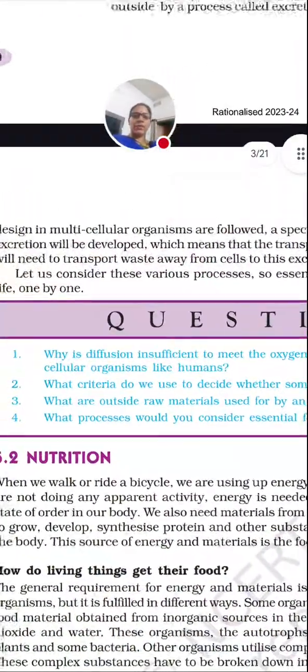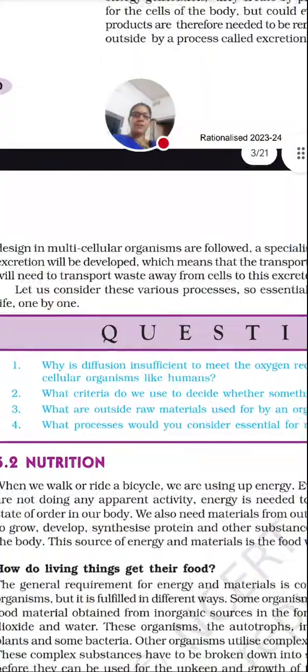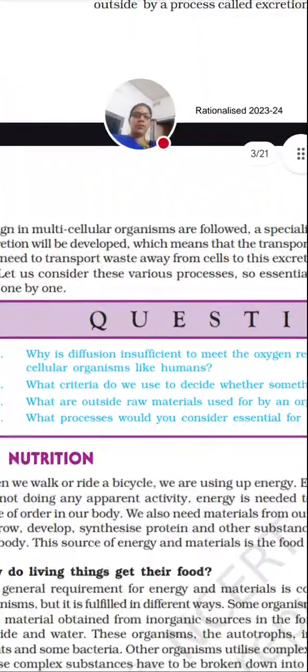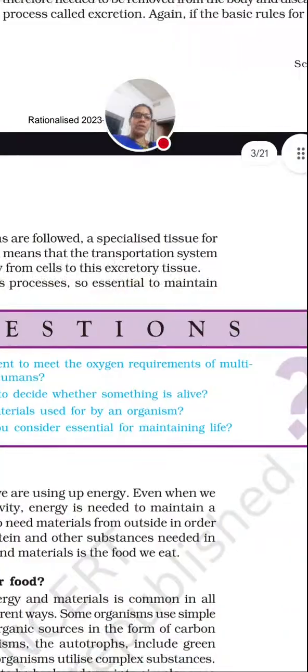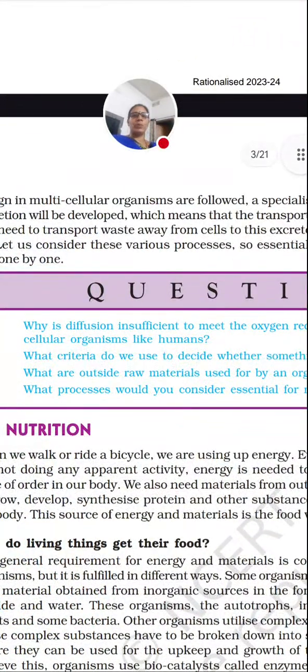Let's have a quick revision of the first in-text question. Why is diffusion insufficient to meet the oxygen requirement of a multicellular organism like a human? The energy requirement of a multicellular organism like human beings is high compared to others. As the energy requirement is more, each and every cell has to perform the activity of energy generation. That is, oxidation of food is done by each and every cell. Thus diffusion is not sufficient.